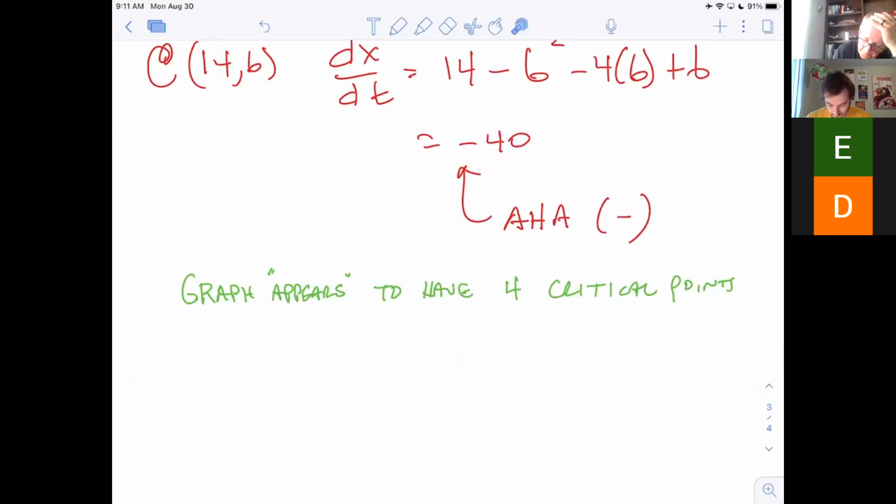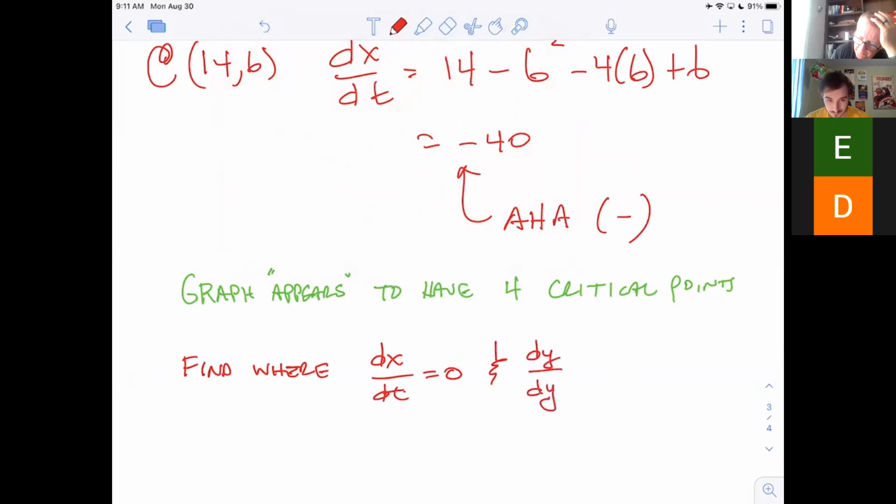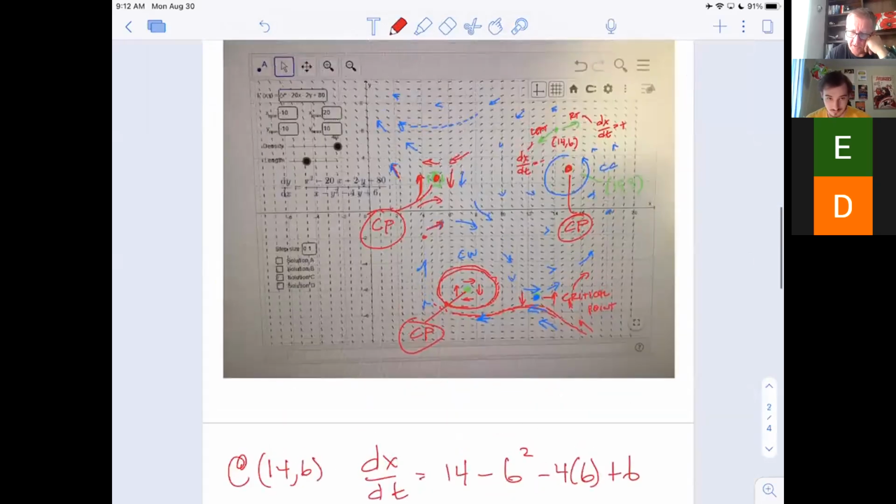Well, find where dx/dt equals 0 and dy/dt equals 0. Both, not just one. Why not just one? Look back at the graph. How come not just one of them?